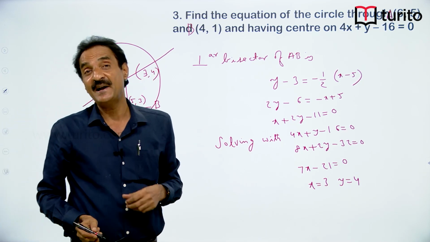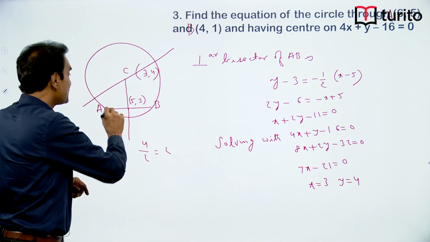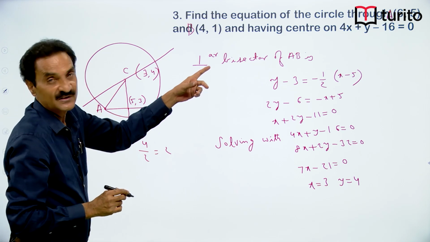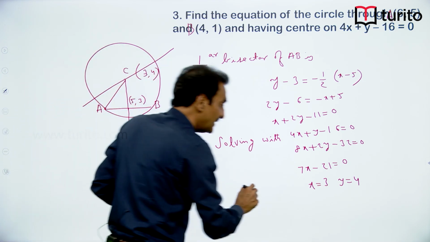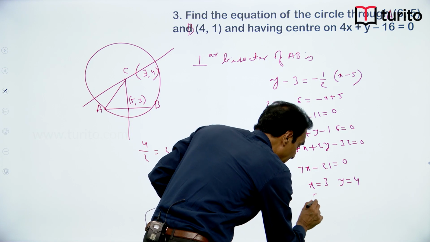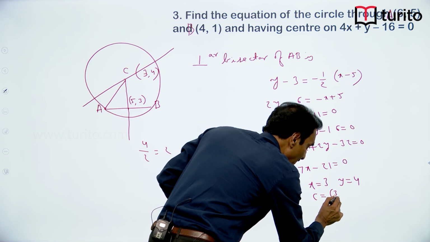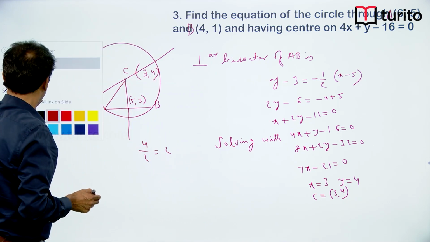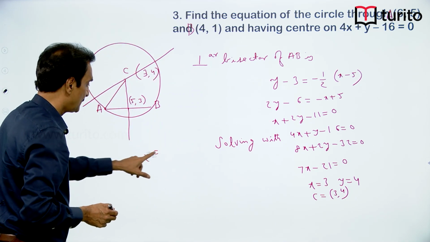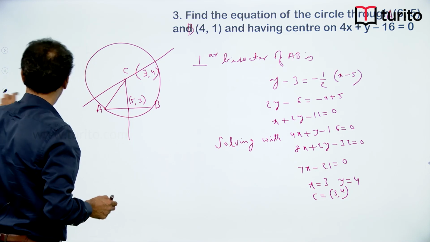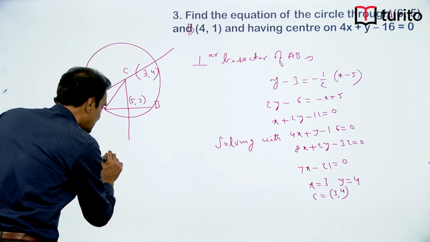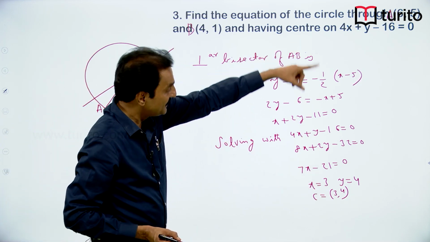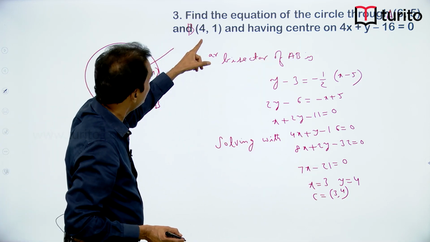Then, how do you get the radius? Radius of the circle is the distance of the center from any point. We know 2 points on the circle. So, radius r will be, first we write the center, center C is equal to 3 comma 4. Now, radius r is equal to the distance of C from any one of the 2 points. I will calculate from this point.